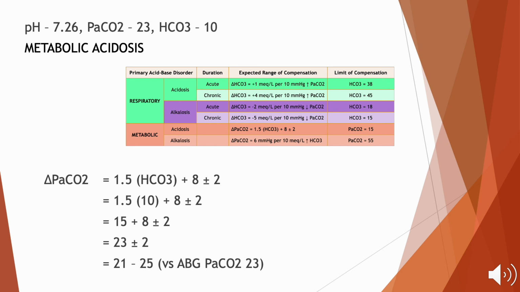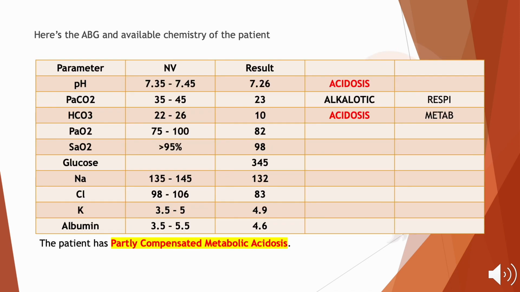However, the pH of the patient is still 7.26, so it is not adequate enough to move the pH back to the normal range. So we can say that this is only a partial compensation. We now have a partly compensated metabolic acidosis. We have an appropriate response with the partial pressure of carbon dioxide going down. However, it is not adequate enough to put the pH back to a normal range.